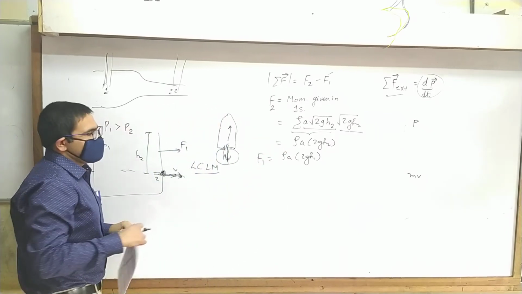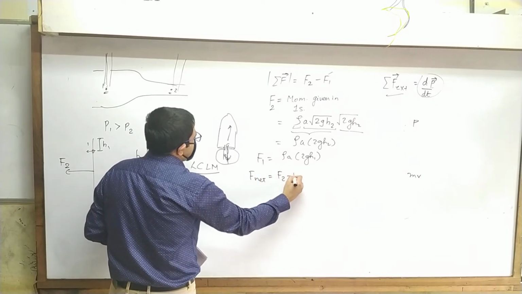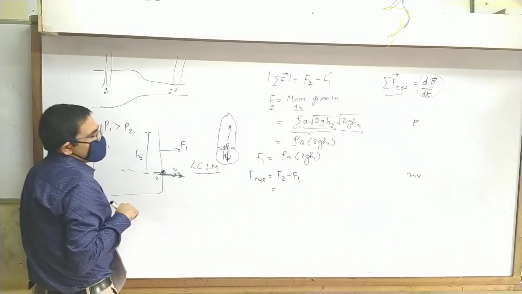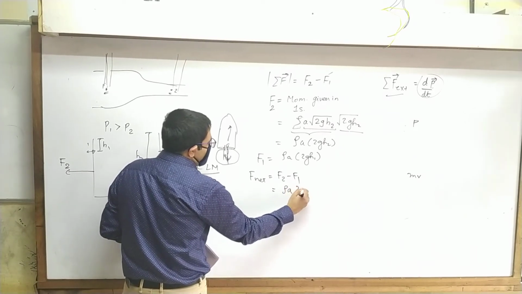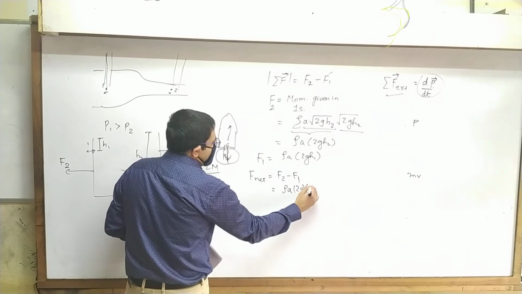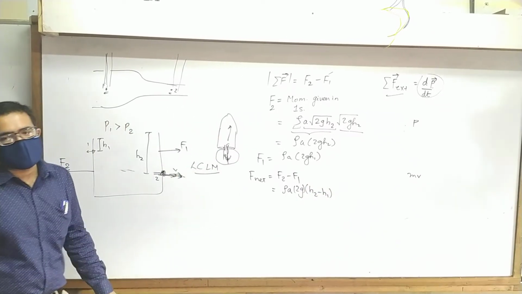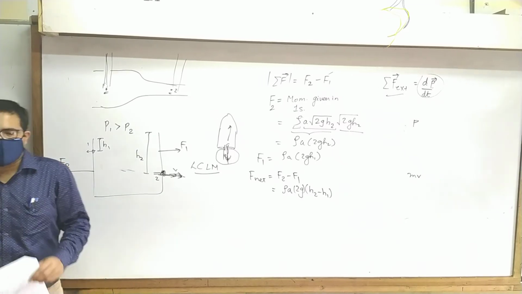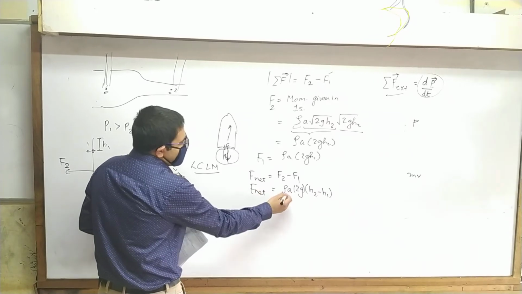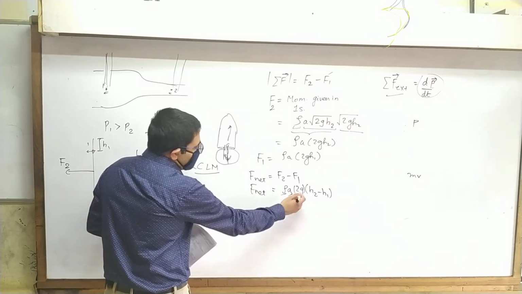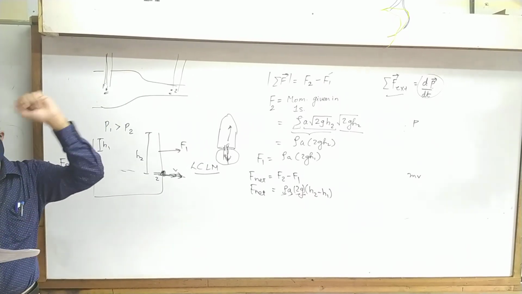So what do you think will happen when we find the net force? F2 minus F1. What's common when you subtract? Rho A 2g is common. Then h2 minus h1. How much is h2 minus h1? Again, which option? The question is about proportional to. Density is constant, area of the hole is constant, 2 is constant, g is constant. So proportional to h2 minus h1. Clear?